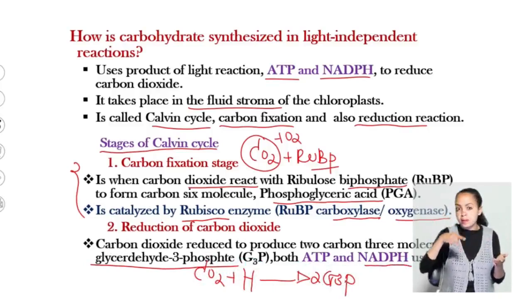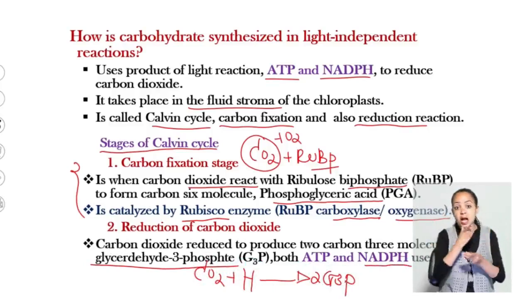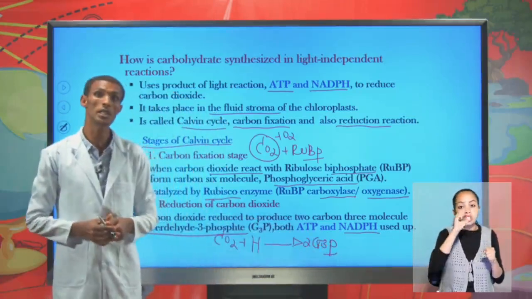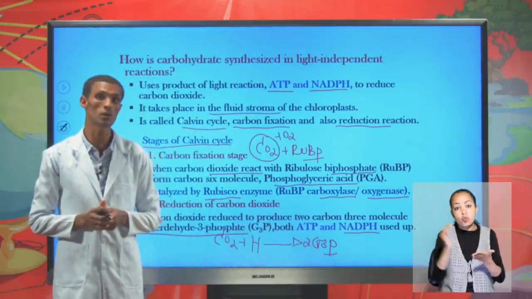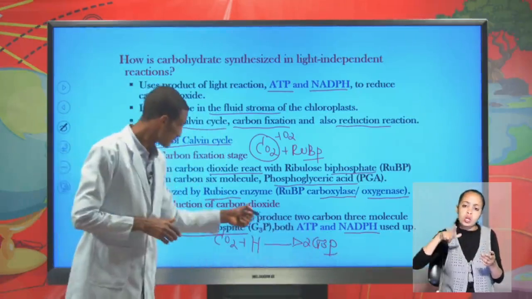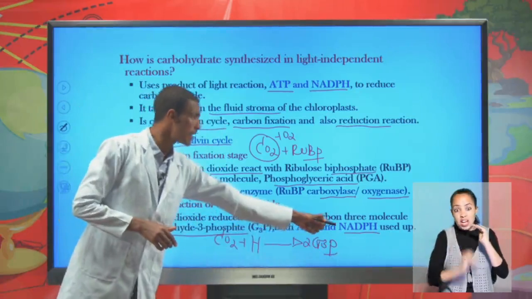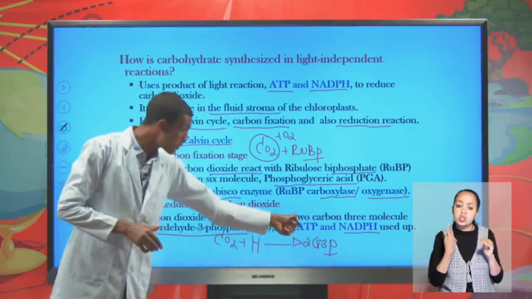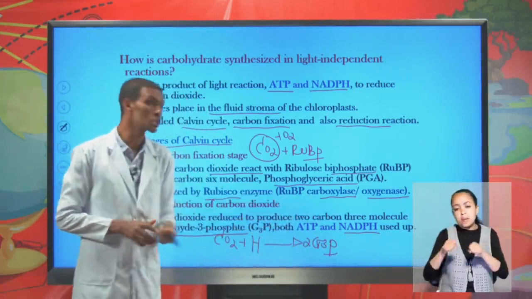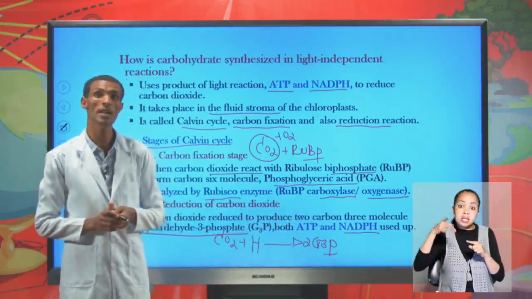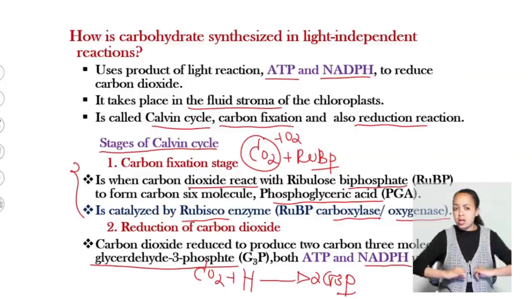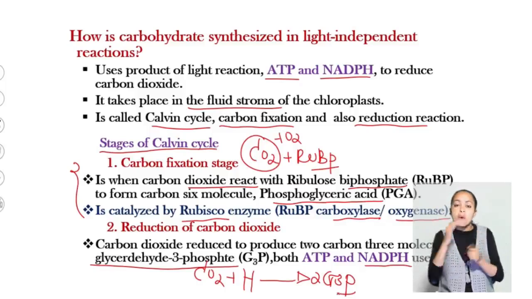By reduction, I mean reduction of carbon dioxide by NADPH molecule to form two glycerate-3-phosphate molecules, which is enough for production of one glucose molecule. Here, during the reduction reaction, NADPH molecule is used and ATP molecule is also used. When ATP is used, it breaks down into ADP and inorganic phosphate. Because ATP comes to release energy, there is no production of ATP during this pathway. Rather, there is utilization of ATP.